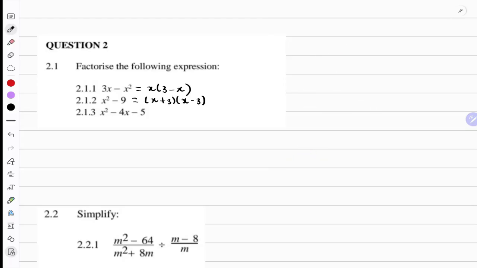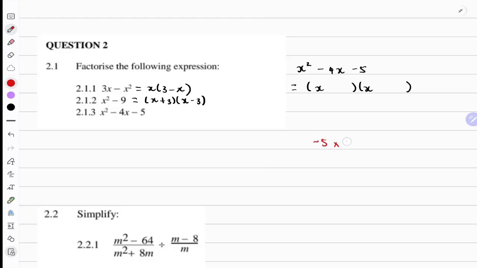So in 2.1.3 we've got a quadratic expression. We can write that as x squared minus 4x minus 5. When factorizing quadratic expressions, you expect 2 factors, x and x. The numbers that you choose here are such that when multiplying them, you get -5, and when adding them, you get -4. So let's list our factor pairs.